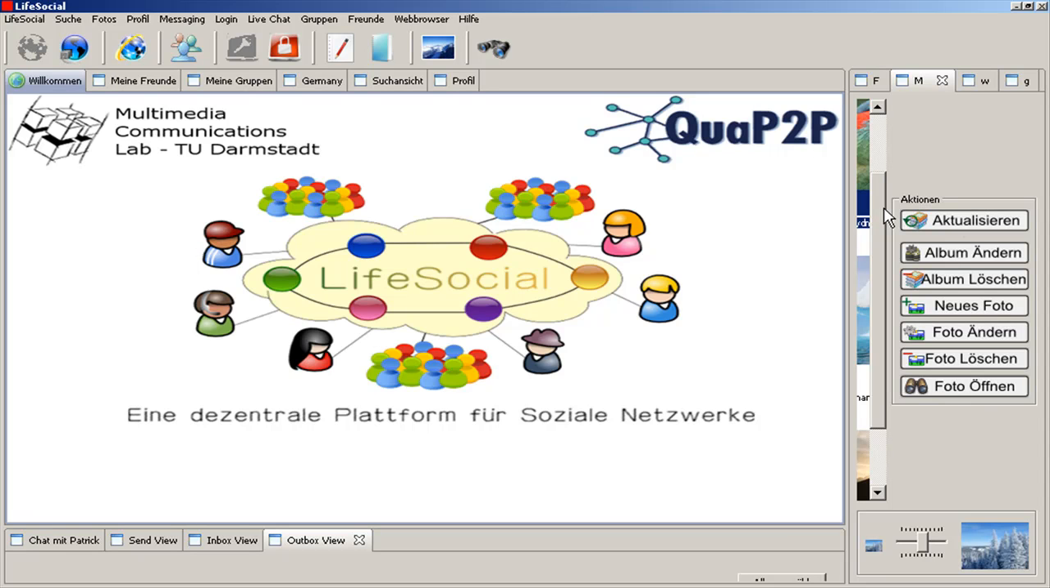LifeSocial is planned to be a collaborative tool for social networks, enabling them to communicate, share their ideas and profiles, but also to collaborate through a wiki, through a common calendar, through a shared space for group collaboration.